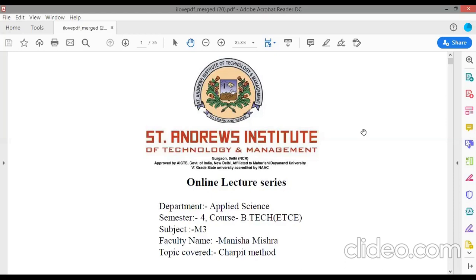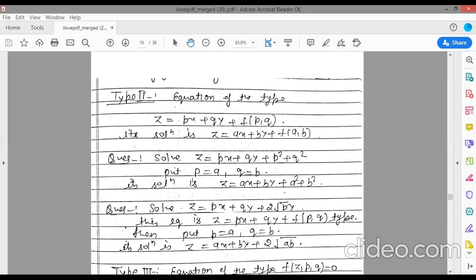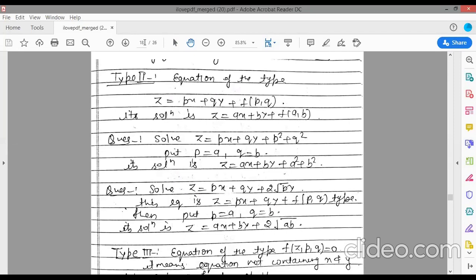This method can be asked for at least 7.5 marks or 15 marks maximum in your final semester exam. So prepare this topic because this is a very important topic, right? So there is another method here, type 2. Equation of type 1 I told you in our previous session, and here I will discuss type 2, type 3, type 4 also, right?